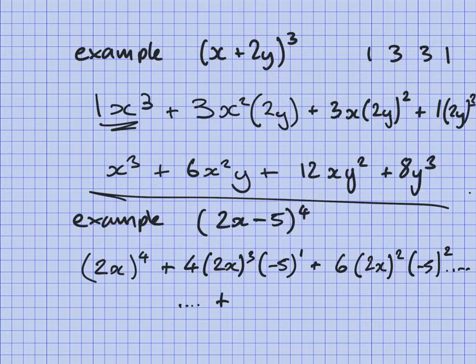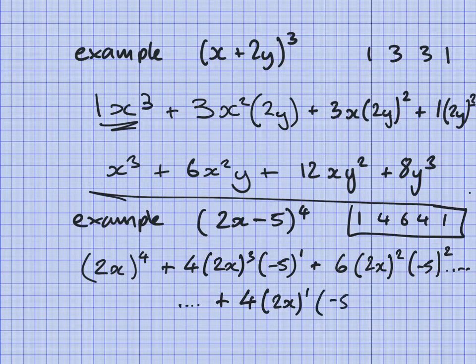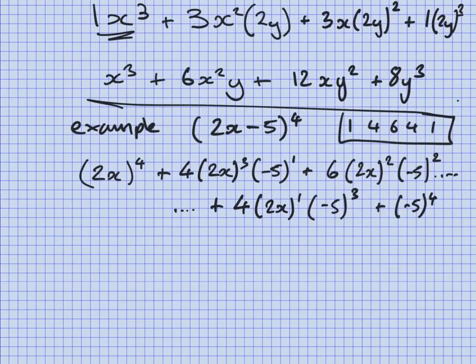Next term along, 4 is the multiplier, because I know that it goes 1, 4, 6, 4, 1. 4 is the multiplier. I need 2x to the power of 1, and I need minus 5 cubed. The last one is going to be 1, don't need to worry about timesing by 1, times minus 5 to the power of 4. We need to simplify that down now.